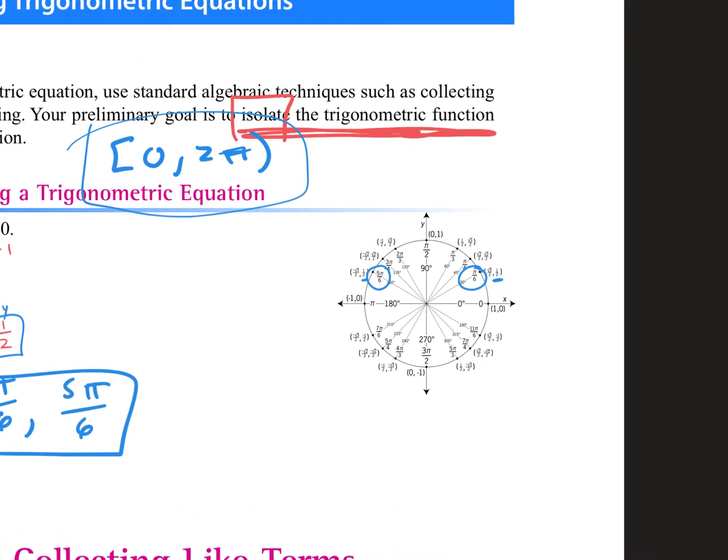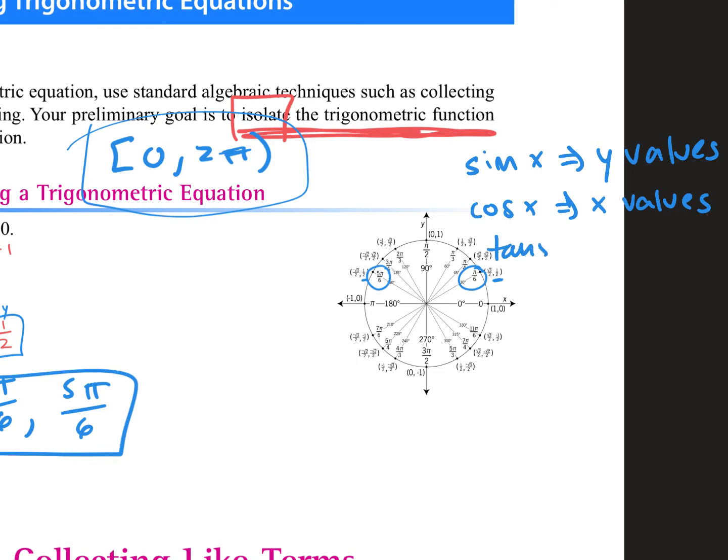So sine of x tells us that we have to look at the y values. Cosine tells us that we have to look at the x values. And tangent is what? Y over x.